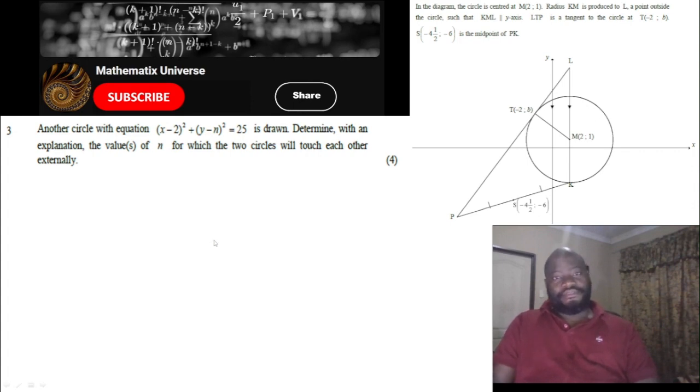Another circle with equation (x - 2)^2 + (y - n)^2 = 25 is drawn. Determine, with an explanation, the values of n for the two circles to touch each other externally. Okay, so this is my explanation.